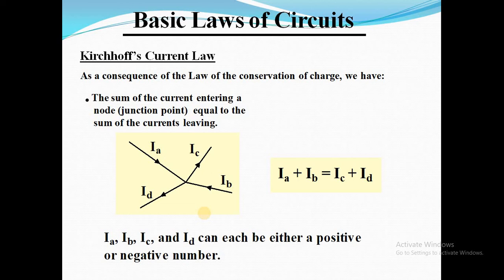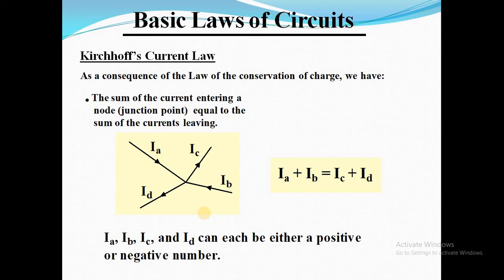Basic laws of the circuit. This is now very important. Kirchhoff's current law: as a consequence of the law of conservation of charge, the sum of the currents entering a node junction point equals the sum of the currents leaving. So IA plus IB is equal to IC plus ID.